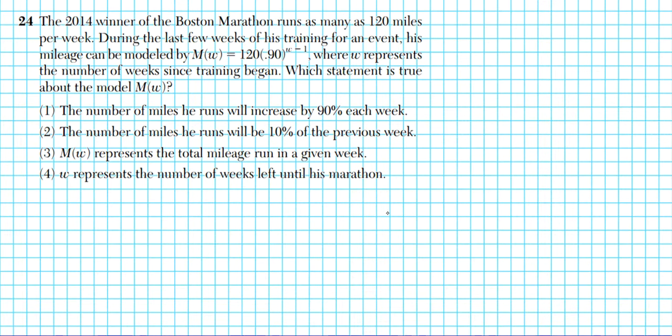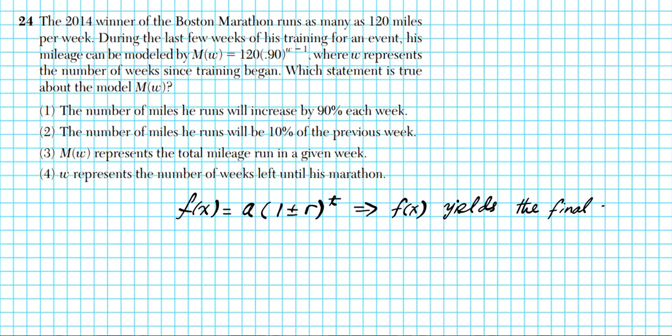All right, so let's do a real quick review on exponential growth and decay functions. An exponential function can be given by f of x equals the initial amount a times 1 plus or minus r to the t. So f of x basically yields the final amount. Let's see how we can apply this formula to this scenario.